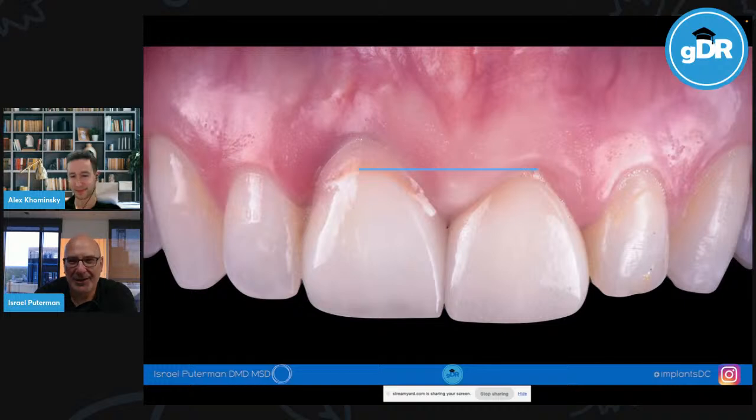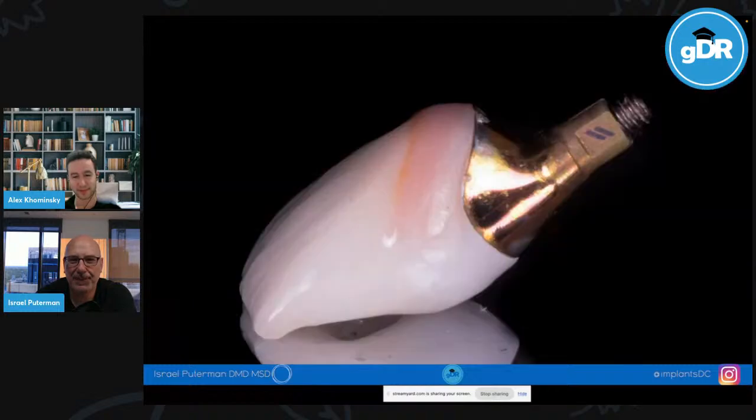But you can appreciate that the tissue level was just not the same anymore. So I say, okay, what do I do here? You take out the crown. I look at this, and I hope that all of you can appreciate that this is where the contour is, and this is where the contour should be.